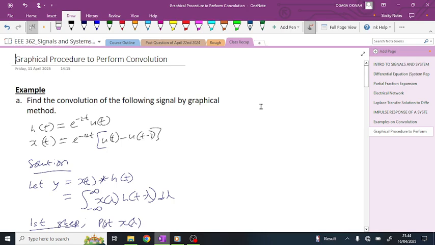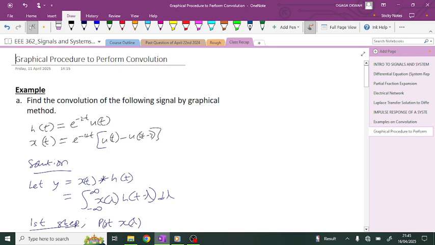So in this video, we'll talk about the graphical procedure to perform convolution. Let's take an example: find the convolution of the following signals by the graphical method. When we say graphical method, it's just to solve or find convolution using graphs. That's the idea. So h of t is this, x of t is this.